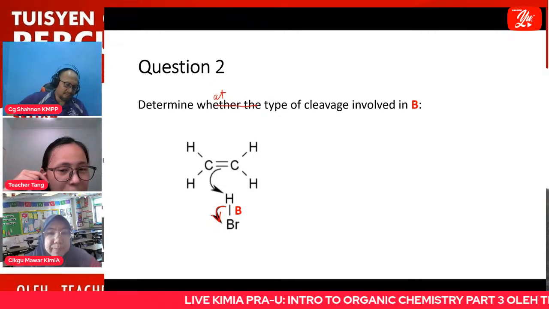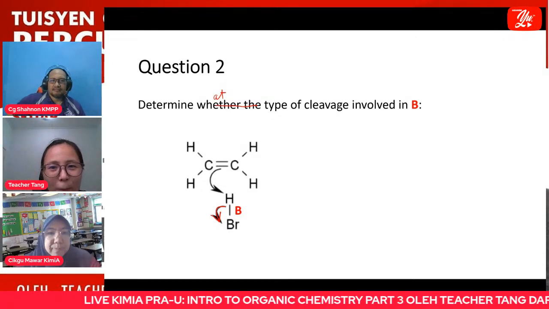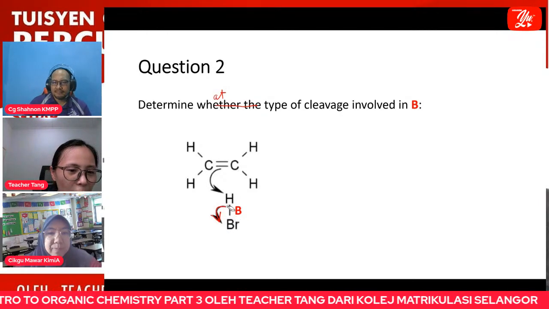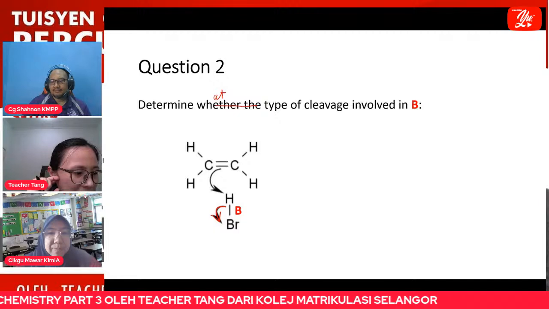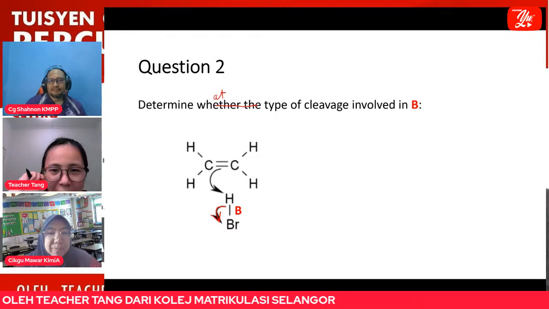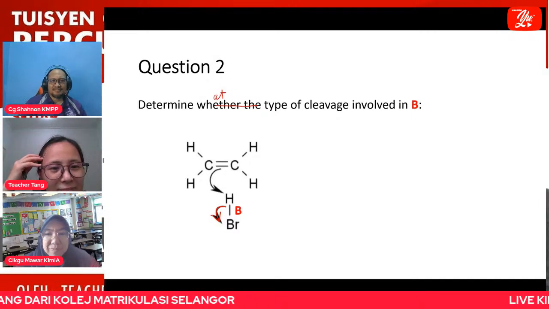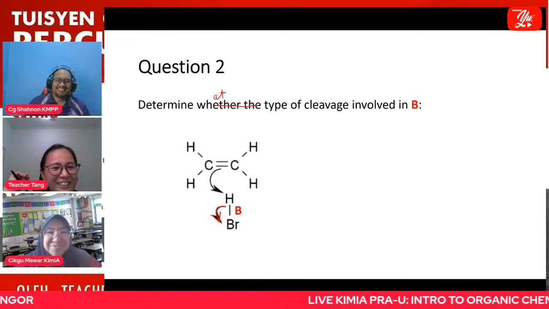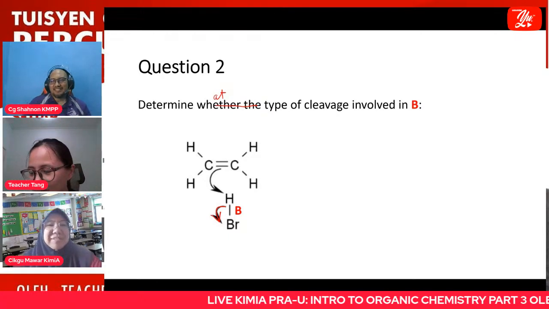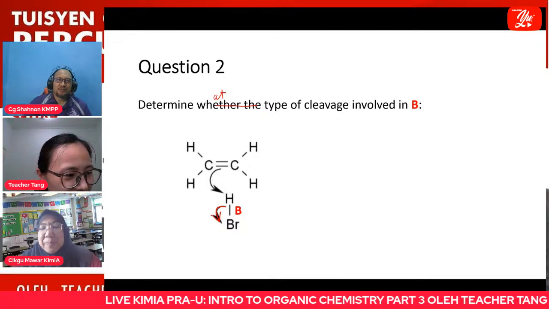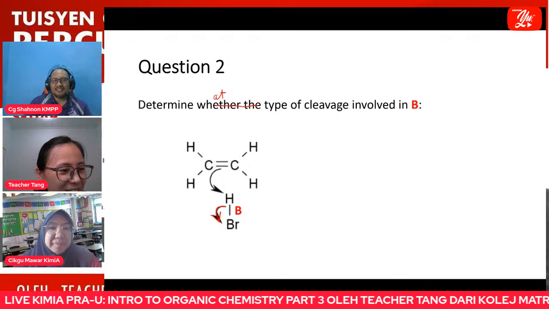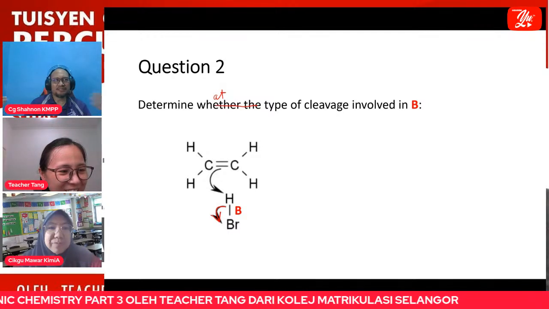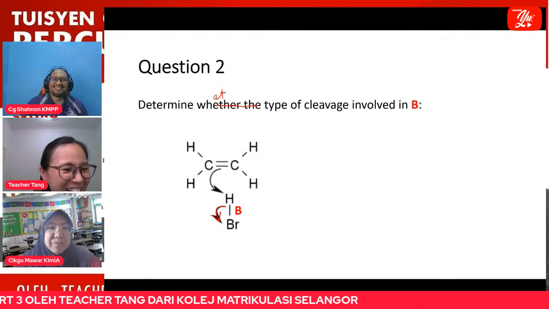Can you tell me, B here is what type of cleavage? Homolytic cleavage or heterolytic cleavage? Again, I give you another 30 seconds. Maybe the line is very slow. When you ask the question, they may get it 5 minutes later.